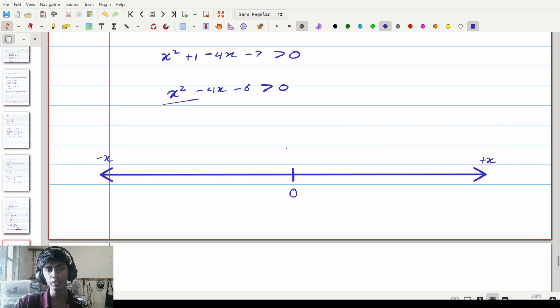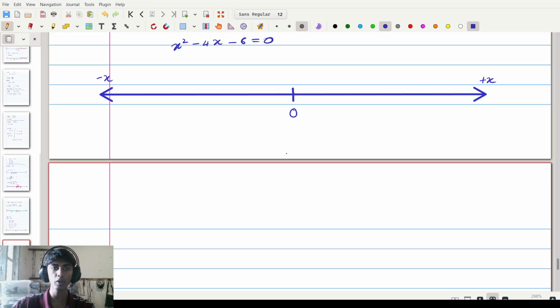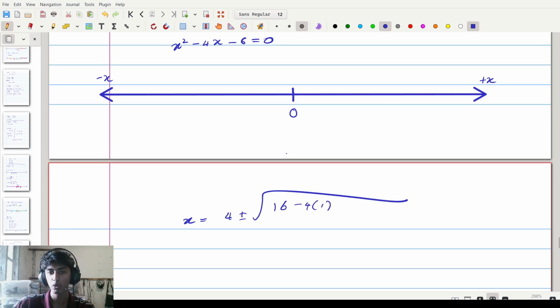What I mean by that is this. We want to find for which x's this expression is greater than 0. Instead, let's try and find for which values of x this expression is equal to 0. We know how to do this. We have a quadratic here, x squared minus 4x minus 6 is equal to 0. Here the values of x for which this expression is equal to 0 are negative b, which in this case is 4, plus or minus the square root of b squared, which is 16, minus 4ac, which is minus 4 times 1 times negative 6, divided by 2a, which in this case is 2.